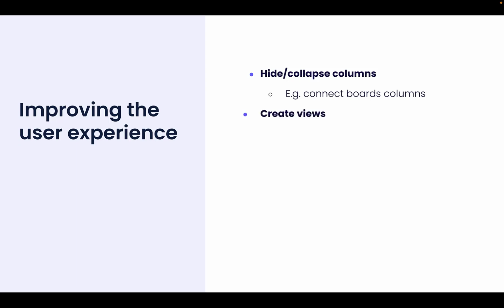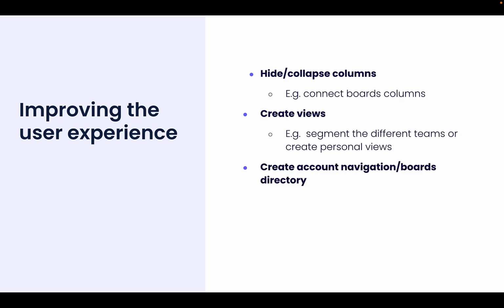Creating views. A board with, let's say, 20 plus columns can really feel like a lot to scroll through. So utilize views to segment different teams, or use the Me Dynamic filter, which we showed earlier in the webinar, to allow a slice and dice of relevant information. Just a note, creating views and hiding or collapsing columns won't improve the board performance, but will improve the user experience on the board. And lastly, you can create an account navigation or boards directory.